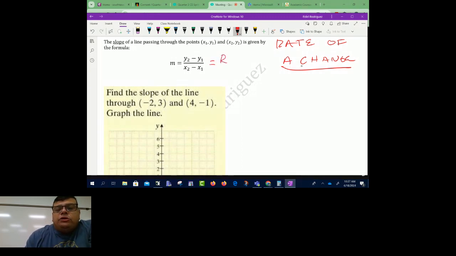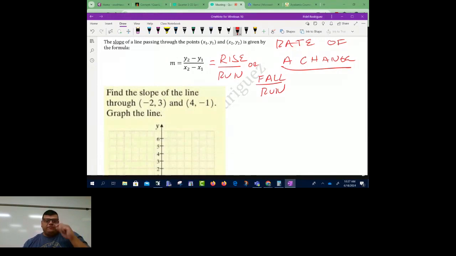We usually describe this as either the rise over the run, or sometimes we call it the fall over the run. I'm going to explain the difference between the two. Right here it says, look, we have 2 points, x1, y1, x2, y2. The little ones and the little twos are just because this is the first point and this is the second point. So this is my first point, my x1 and my y1. This is my second point, my x2 and my y2.